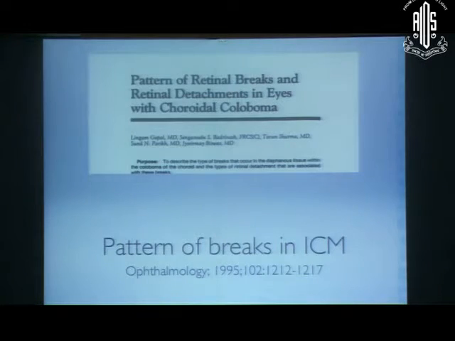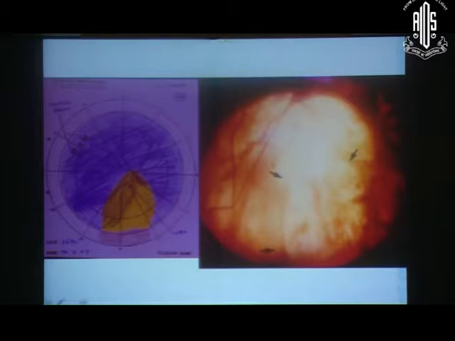Then we describe the patterns of breaks in the intercalary membrane. This is actually a wrong term. These are not retinal breaks because it's most often the intercalary membrane, which is fibrotic tissue, maybe having some retinal layers in the immediate vicinity of the colobomatous margin, but once you are beyond the point, it's just fibrotic tissue. So it's actually a pattern of breaks in the intercalary membrane I was describing, not retinal breaks. So this is one variety of breaks we have seen.